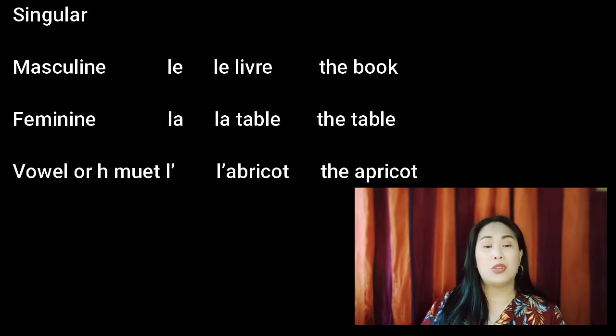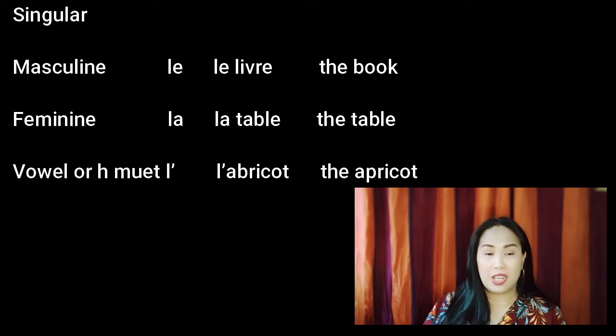So to give you an example, this is in the singular form. We have the masculine, the feminine, and the vowel or mute H. So what is this mute H? This is a silent H. So we have to remember that in French articles.